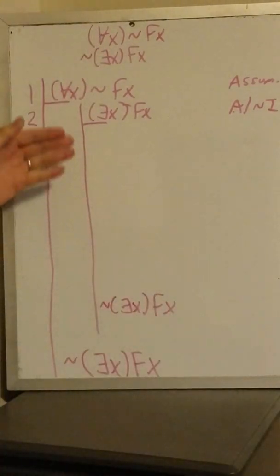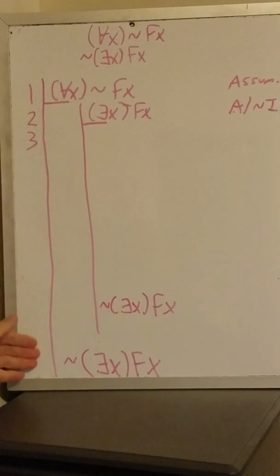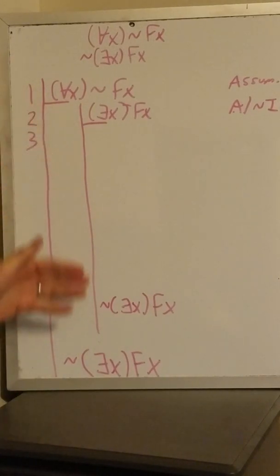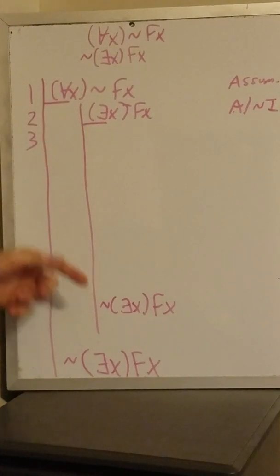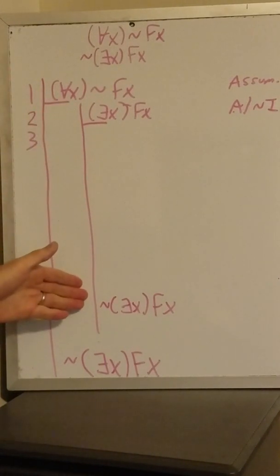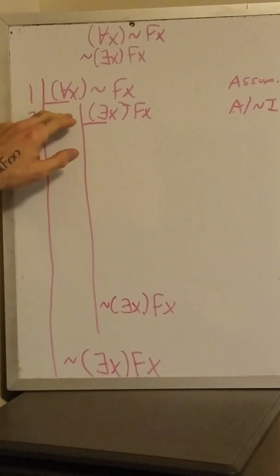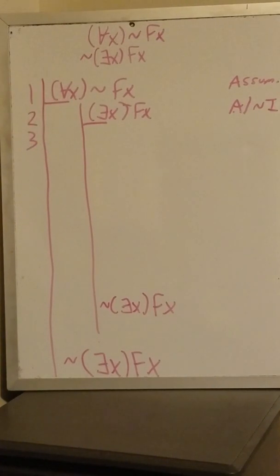And it kind of makes you wonder, why didn't we just do that in the first place out here? It's because we need this extra premise in order to get this. Okay, so we need to do it in this subderivation first to show that this is a contradiction.